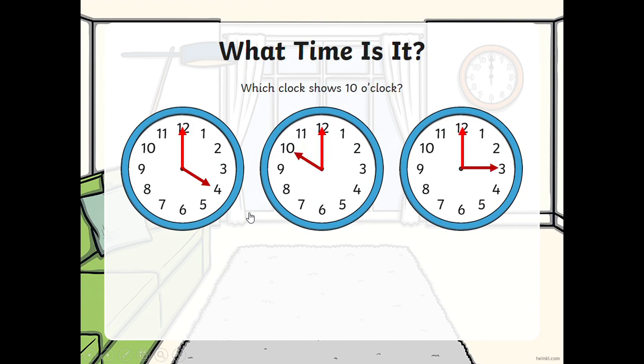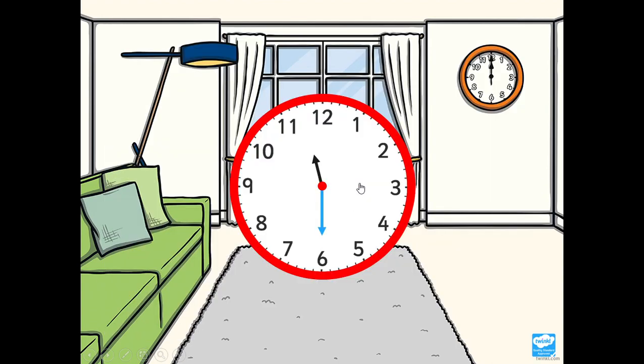Which clock shows 10 o'clock? Well done. It is this middle one. The big hand's on the 12 for o'clock and the little hand, the hour hand, is on the 10 to show 10 o'clock. Which clock shows 3 o'clock? Again, it is this middle one. The big hand is on the 12, the small hand is on the 3, 3 o'clock.